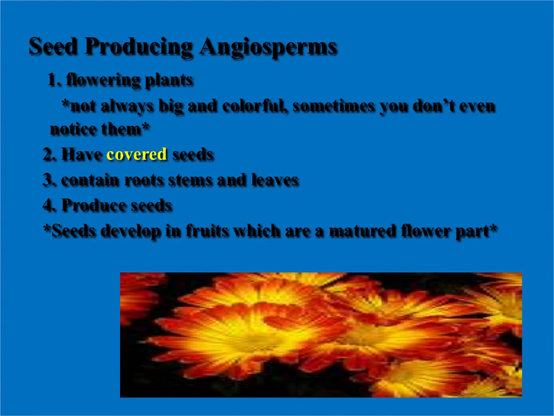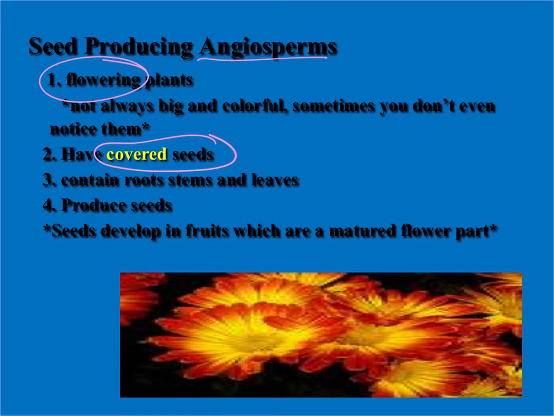Then you have your seed-producing angiosperms. Angiosperms are flowers, and there's only one division of flowering plants out of the 12. Now, flowers are not always big and beautiful and colorful. A lot of the times they're not even noticeable. But the flower is a covering for the seed. So angiosperms have covered seeds. Gymnosperms have naked seeds in cones.